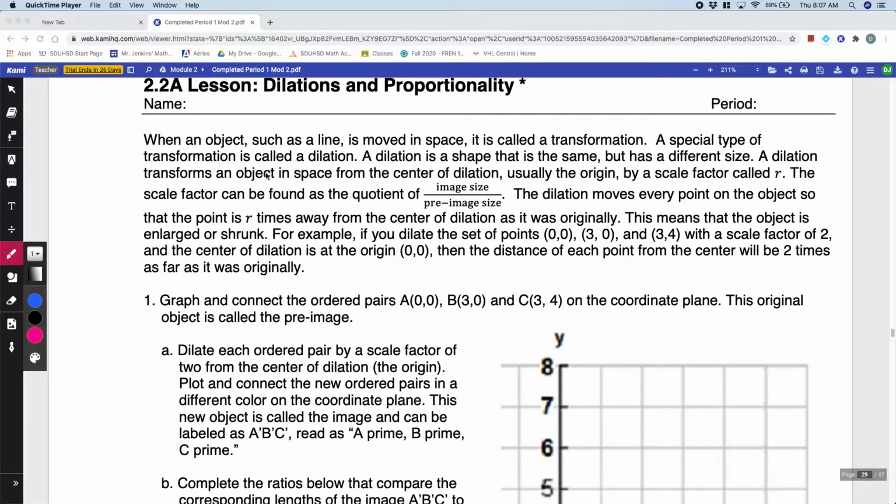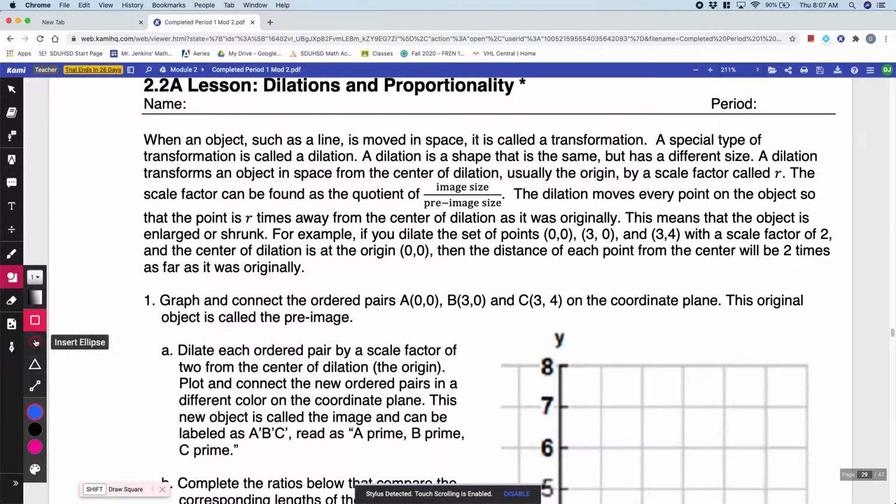For example, if you dilate the set of points (0, 0), (3, 0), and (3, 4) by a scale factor of 2, the center of dilation is the origin, and the distance from each point will be 2 times as far as the factor. Guys, all that is saying is I'm doubling the size of the shape. So let's go ahead and actually look at a visualization of what a dilation is, okay?